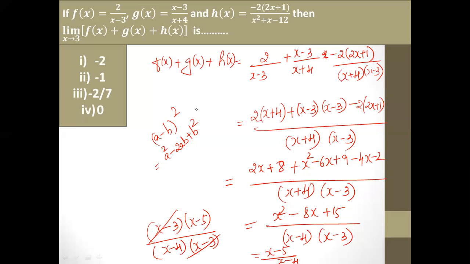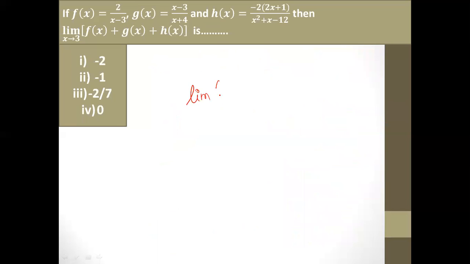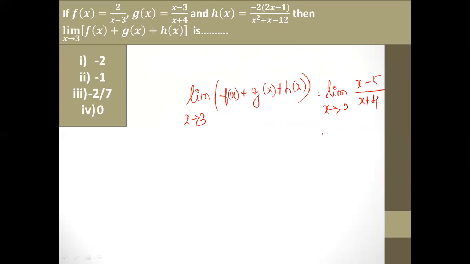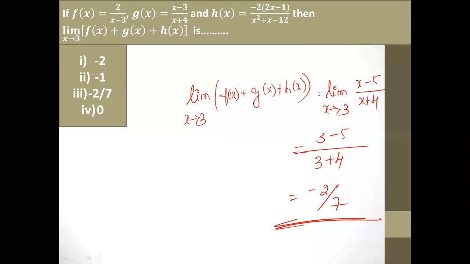Okay. So f of x plus g of x plus h of x is nothing but x minus 5 by x plus 4. Now you find the limit. Okay. Now you find the limit. So limit of f of x plus g of x plus h of x as x tends to 3. Now this sum is nothing but x minus 5 divided by x plus 4 as x tends to 3. Put x is equal to 3, direct substitution method. 3 minus 5, 3 plus 4. So it is minus 2 by 7. Okay, good. I hope you have followed the exact same method.